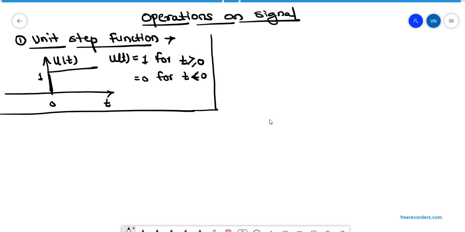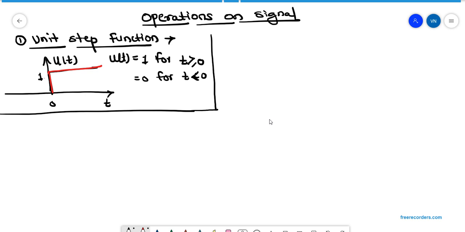So in today's video, we're going to see operations on a signal. In this video, I have taken a unit step function as one of the signals. We have already discussed the u of t signal, that is, u of t is equal to 1 for t greater than or equal to 0 and 0 for t less than 0. It means the unit step function has an amplitude of one for t greater than or equal to 0. My task is to apply different operations on this unit step function.